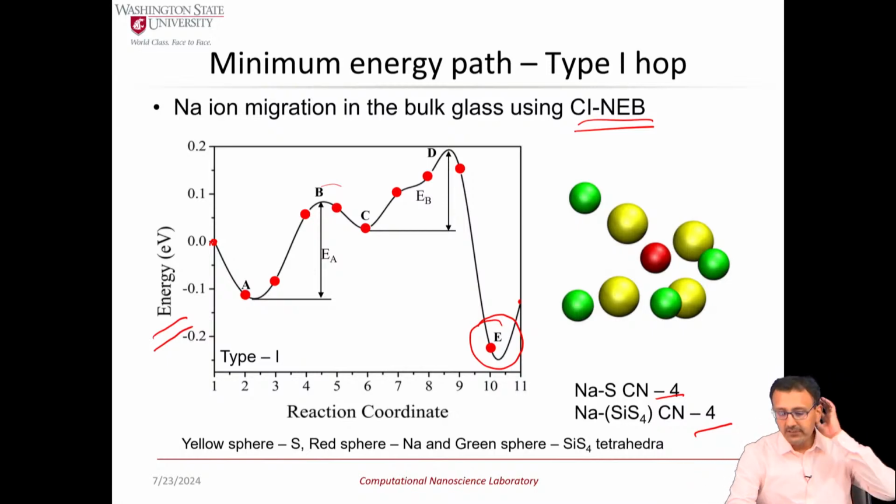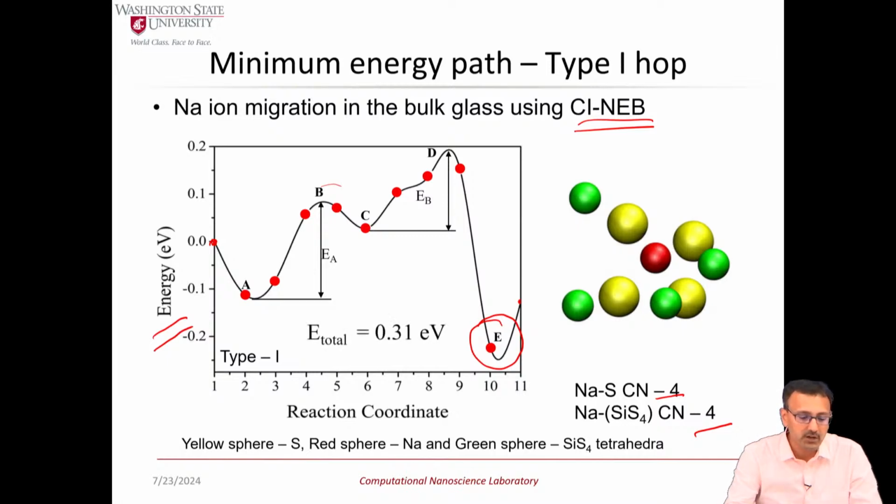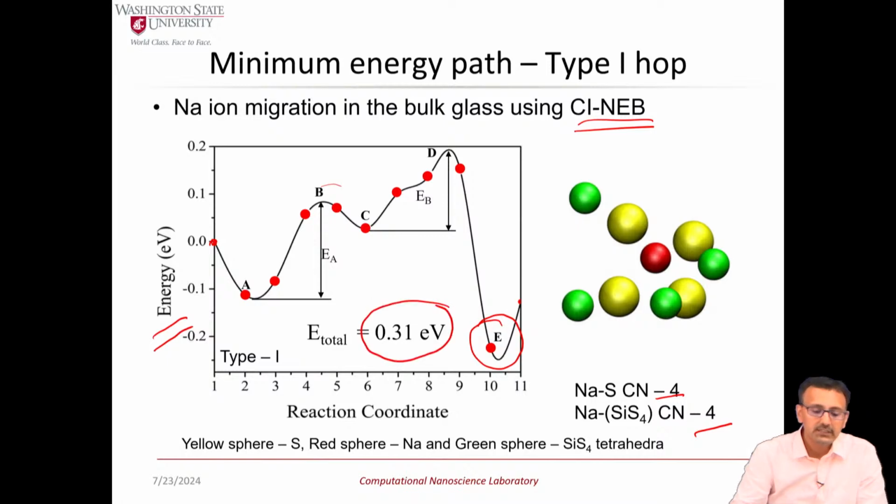So, what can we gather? This is type 1 hop. We analyzed our system and identified 3 different hopping mechanisms, this being the first one, we call it type 1 hopping mechanism, and the total energy barrier for this is 0.31 electron volts.